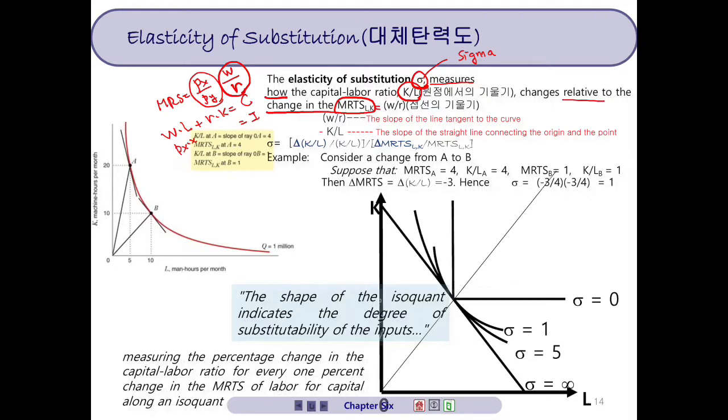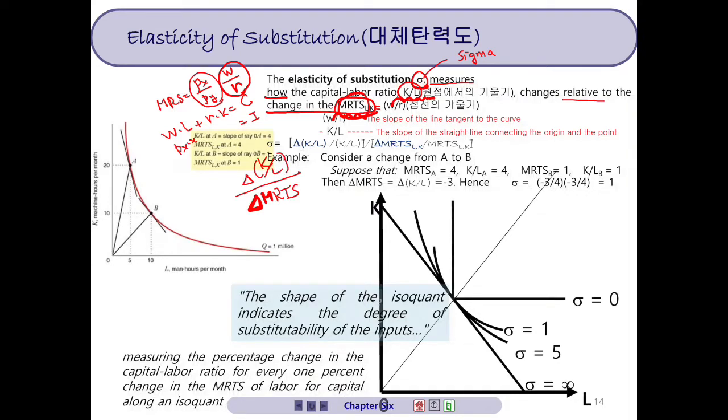Now let's get back to here. It measures how sensitive the capital-labor ratio is. That's the dependent variable. The independent variable, I can say, is MRTS. So this is a kind of elasticity: for every one unit of change in MRTS, how does the capital-labor ratio change?